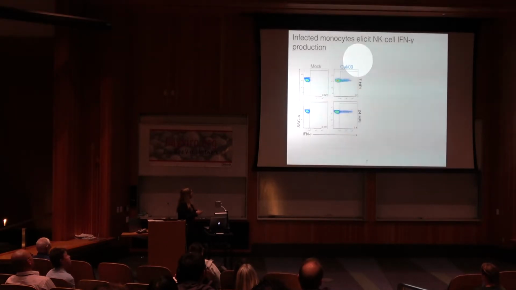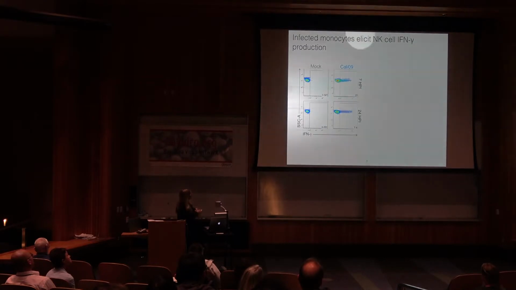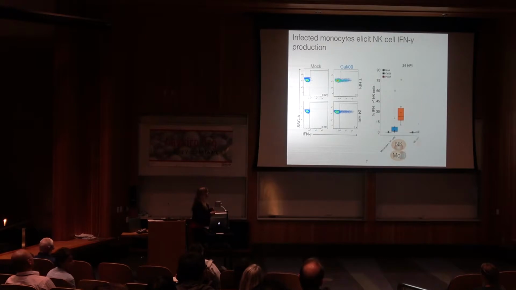And this is the pandemic H1N1 2009 strain, which I'll call CAL09. And this is compared to mock-treated monocytes where there's no response. We also looked at a number of donors, and one question we were interested in is whether it is really the infected cell that's eliciting this gamma response, or the influenza virion itself.